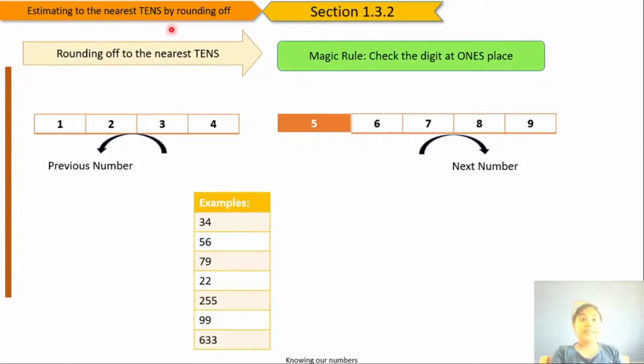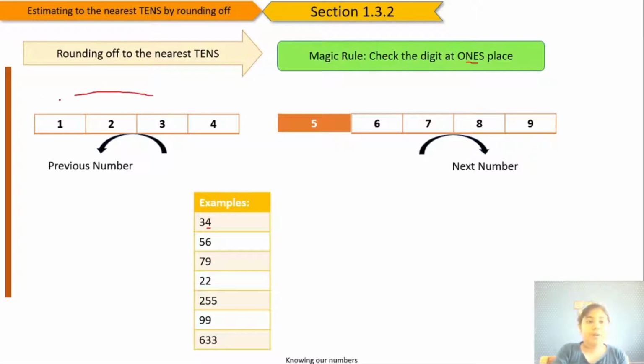Estimating to the nearest tens by rounding off. Rounding off to the nearest tens. So here we have a magic rule, which is check the digit at ones place. So here we have the number 34. It has two choices. Either it can be rounded off to 30 or 40. But which one will it be rounded off to? So here, as you see, in the magic rule it says check the digit at ones place. So we'll check the digit at ones place, which is 4.